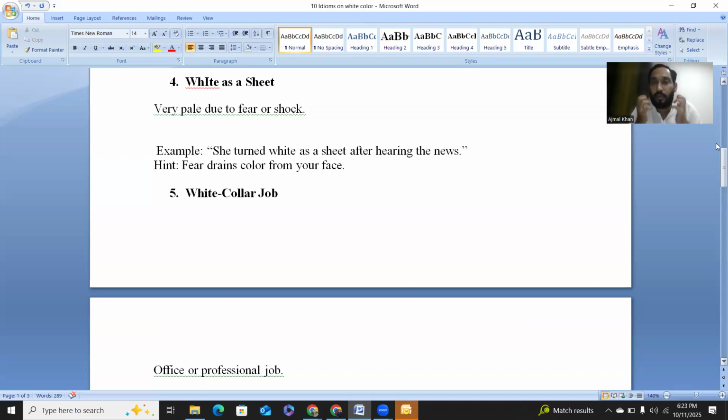because of low level of blood circulation. So white as a sheet means when a person becomes pale out of fear or shock.